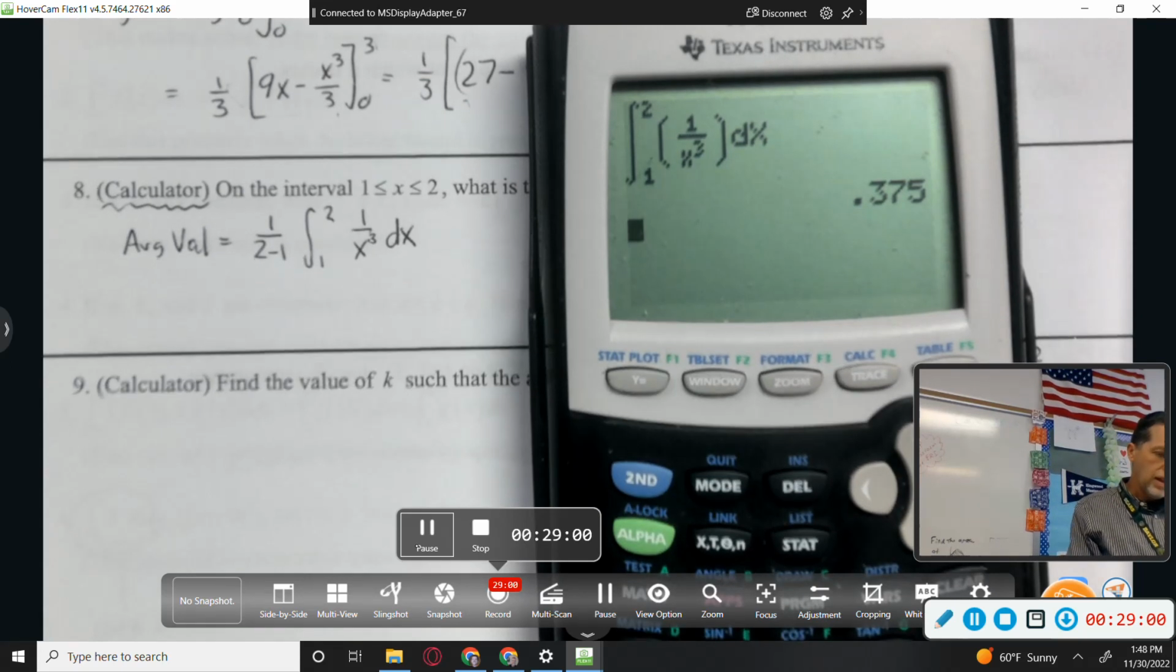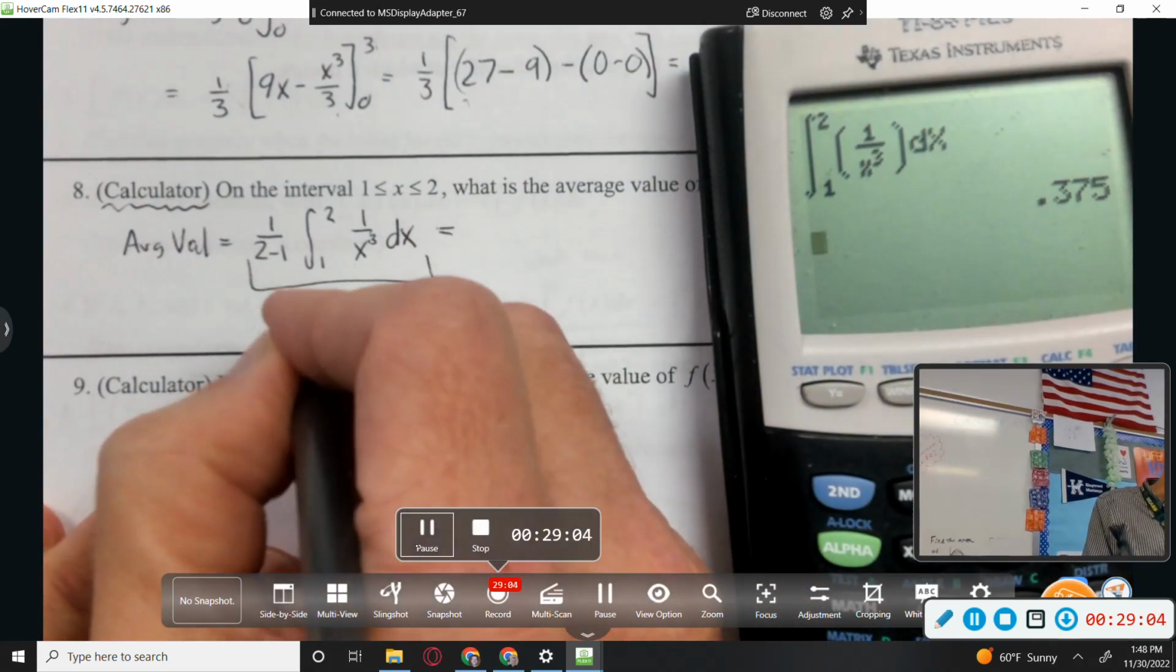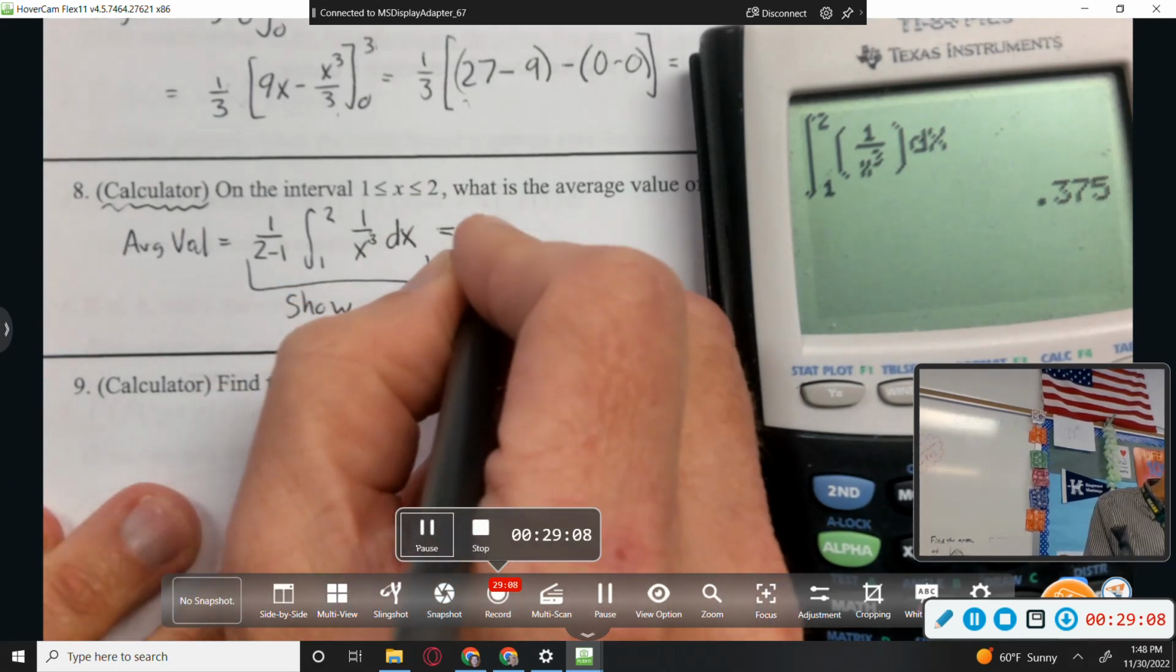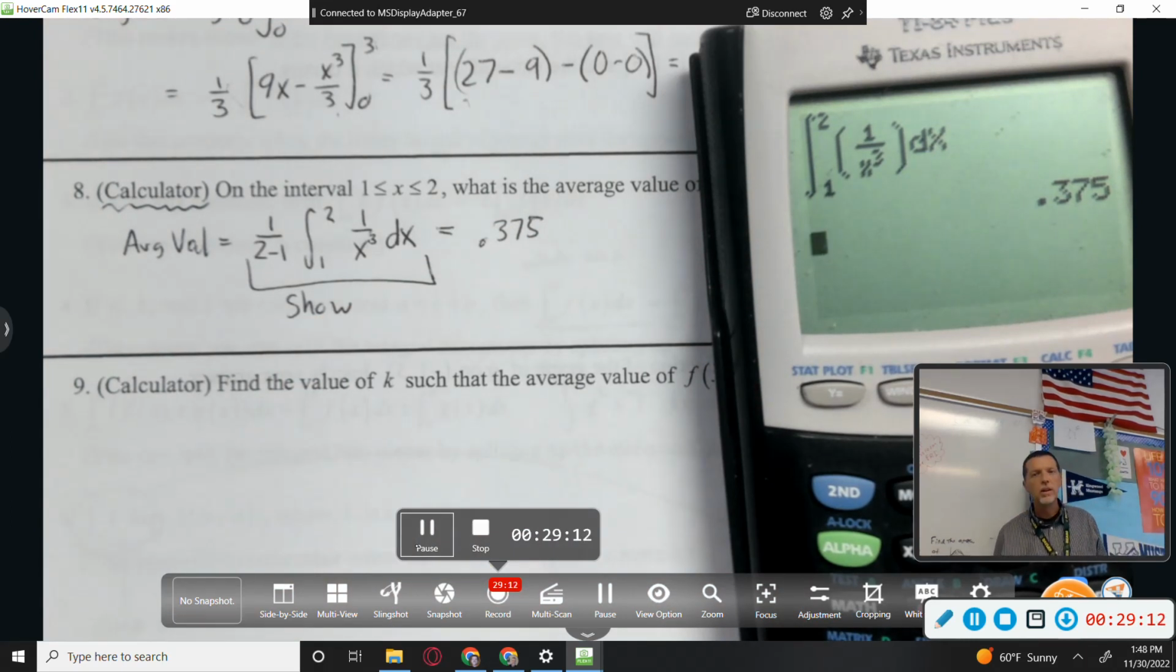Yay. And in terms of showing work, you would need to show this, because you need to show the grader what you've done, but you don't have to do it by hand. After that, the calculator did the work. So show what you put in the calculator, but you don't have to show anything more than that, because the calculator did all the work.